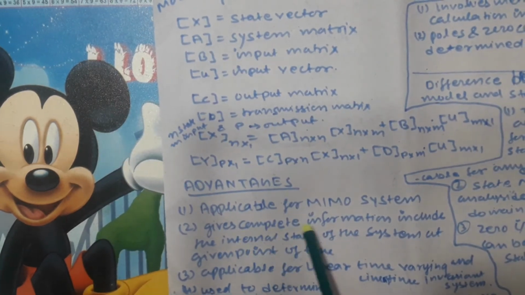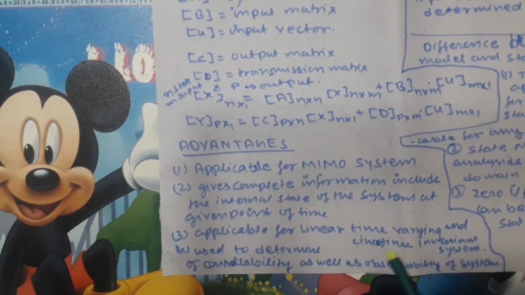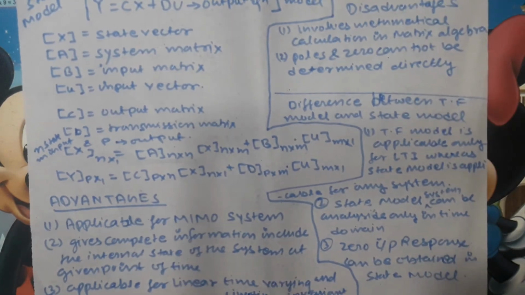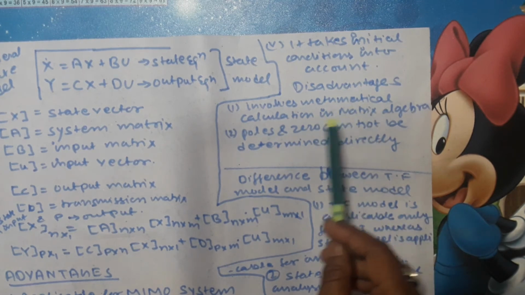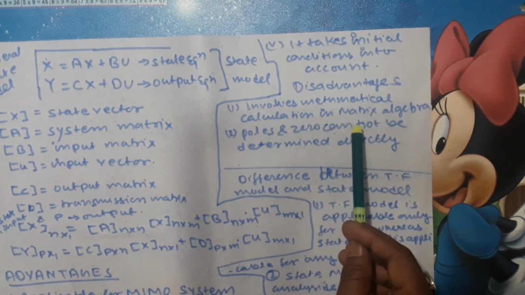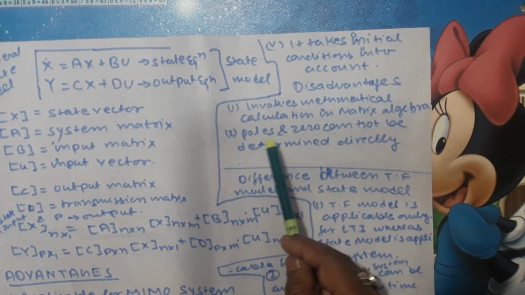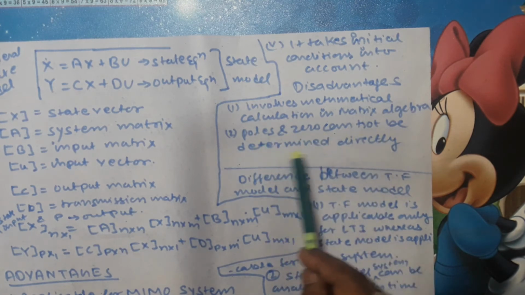Advantages: it is applicable to MIMO systems, and it gives complete information, including the internal state of the system at any given point of time. It is applicable to linear time varying and linear time invariant systems. It is also used to determine the controllability as well as the observability of the system. It takes the initial conditions into account. Disadvantages: it involves mathematical calculation in matrix algebra, and poles and zeros cannot be determined directly.